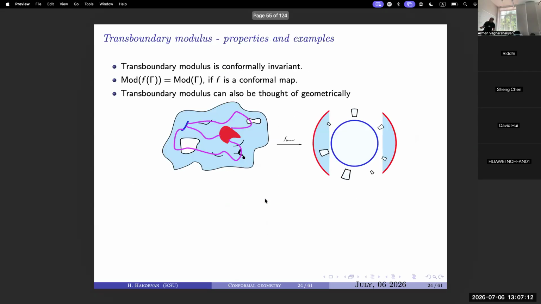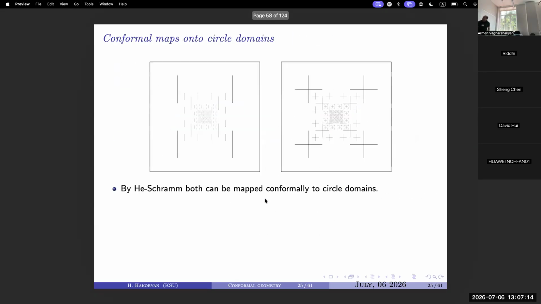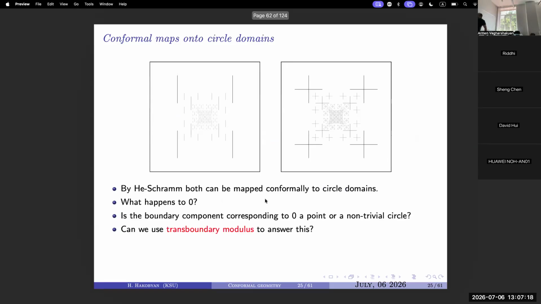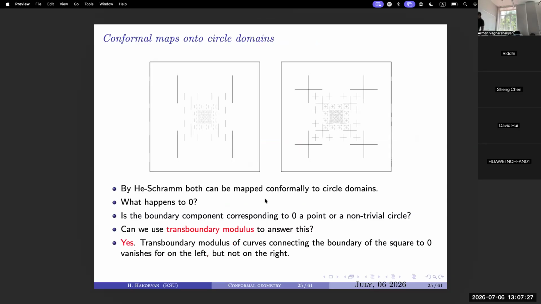So it turns out in this example, let me just go back. What happens to 0? Can we now use the transboundary modulus instead of regular modulus? And the answer is yes. The transboundary modulus of curves connecting the boundary of the square to the origin is actually 0 in that example, and in this case, it's actually positive.